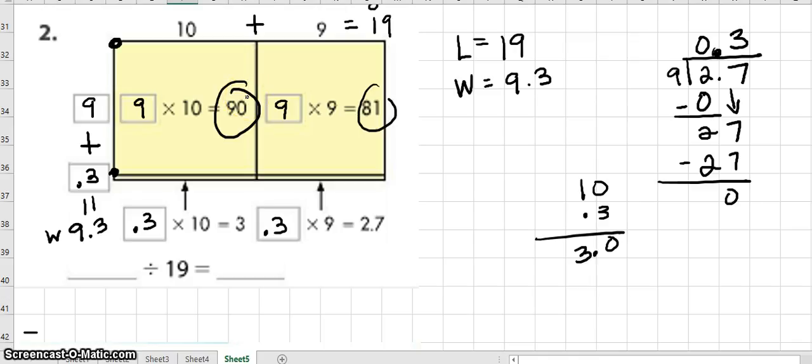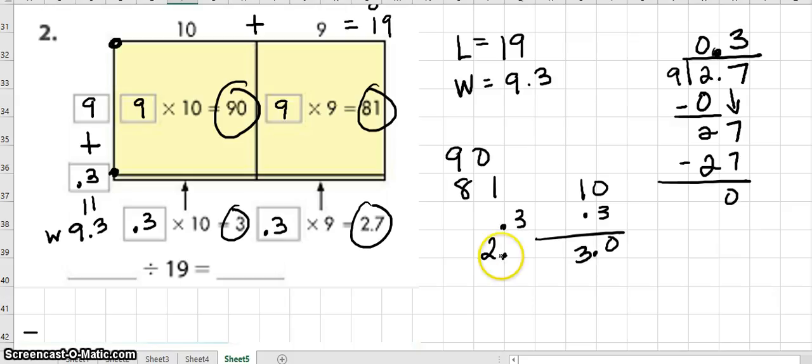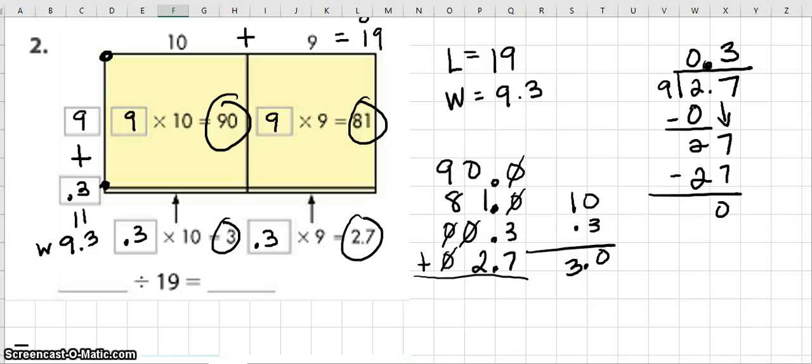I have areas here to be able to add up. 90 and 81 and 3/10 and 2 and 7/10. Got to line up those decimals. I lined up my decimals and put placeholder zeros. Bring my decimal down. 3 plus 7 is 10. Carry my 1. 1 plus 1 plus 2 is 4. 9 plus 8 is 17. So it looks like my area is 174.